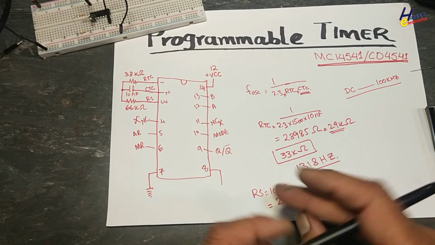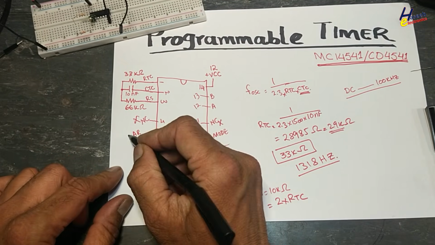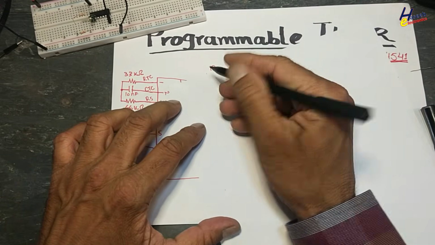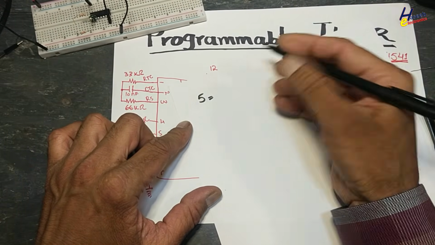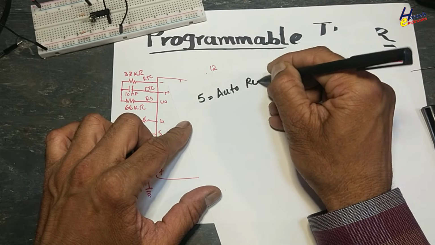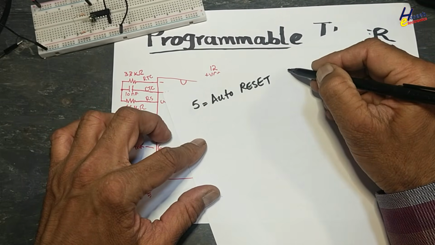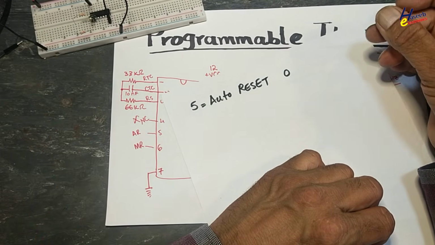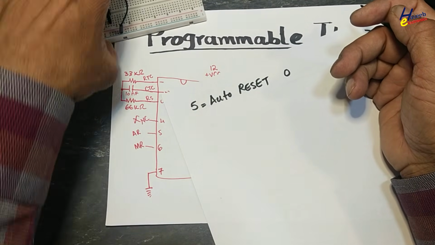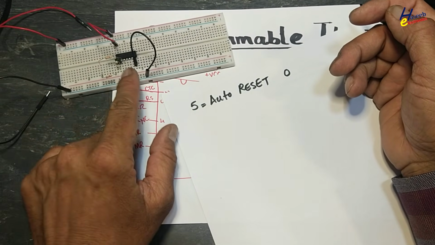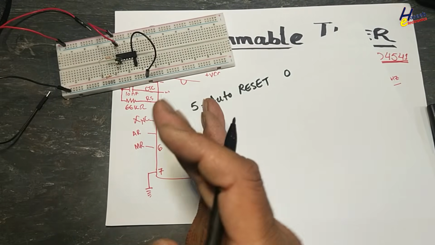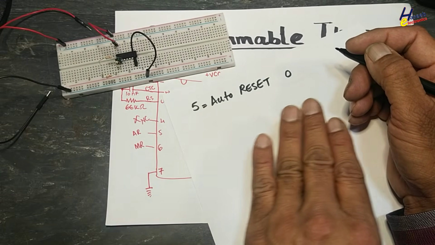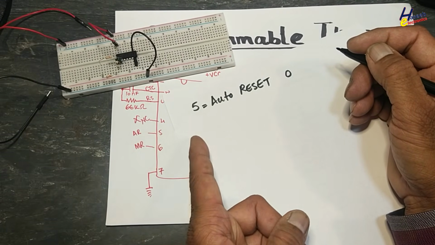Then there is pin number 5, that is the auto reset pin. Pin number 5, auto reset. If it is connected to 0, to the ground side, auto reset will start. What is auto reset? When we connect this IC to the power supply, its internal counters will reset automatically and this IC will start functioning. All outputs from all counter stages will start and the IC will start from 0.